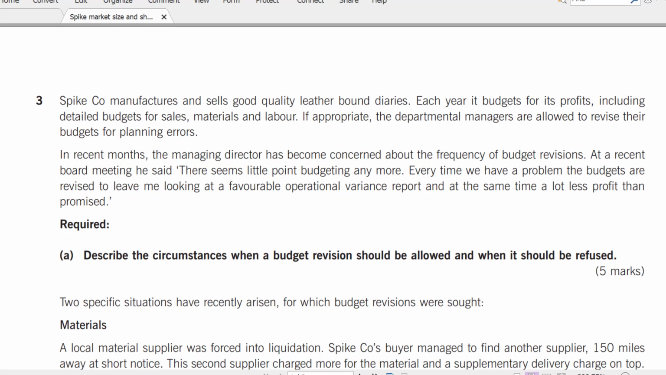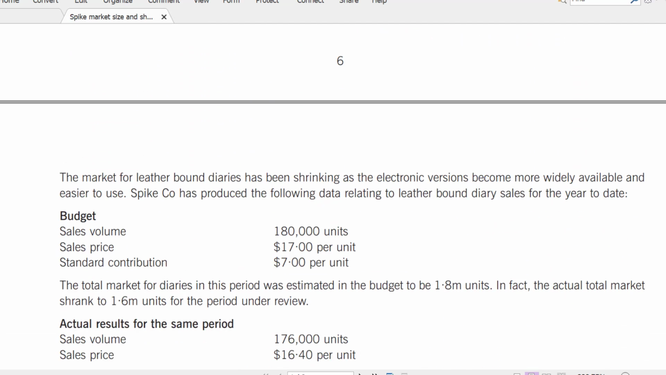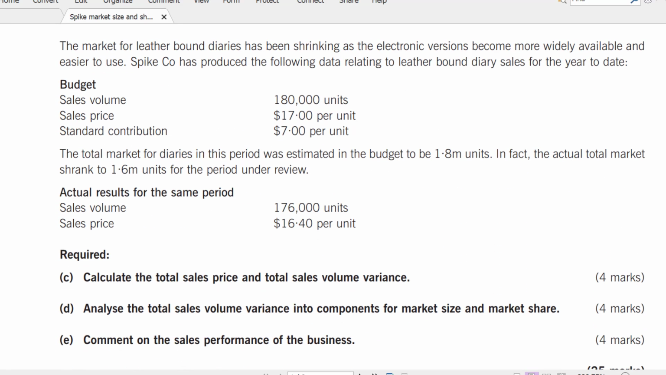Team, I've got the past exam question Spike here on the screen. It's from 2007. It's an oldie, but it's still quite relevant as the market size and market share variances are very much in the syllabus. We're going to jump down to part C and D here.